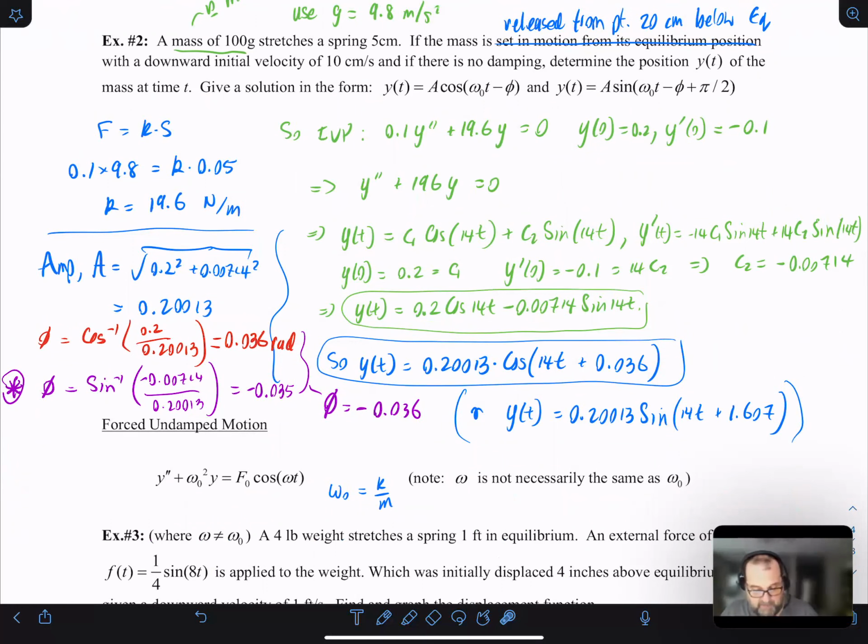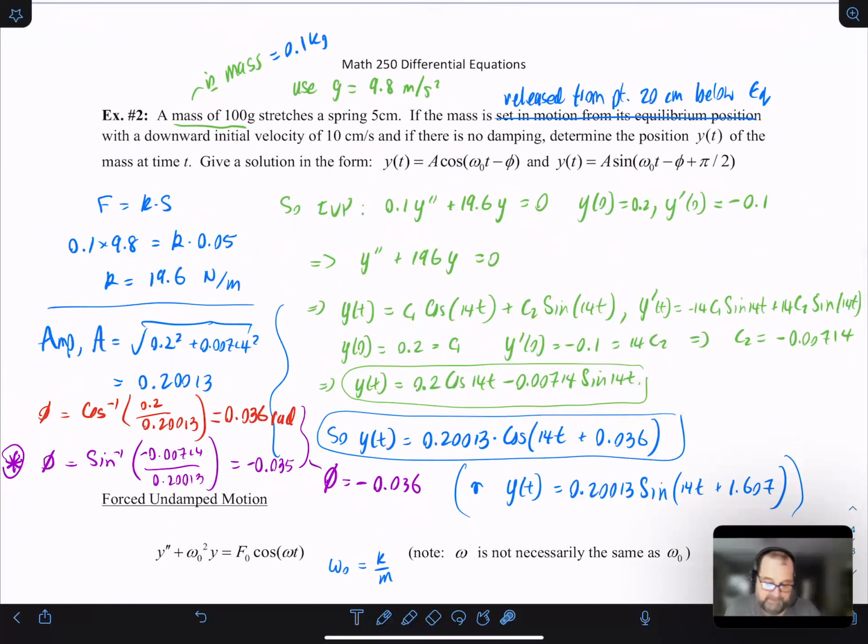I need to come up with my K number, my spring constant, in a metric case. Mass of 100 grams is 0.1 kilograms. G, acceleration due to gravity, is 9.8. So this is our force. Then the distance in meters is 0.05 meters. 5 centimeters is 0.05 meters. Solving that, we can come up with our K value, 19.6 in newtons per meter. So this is our K value.